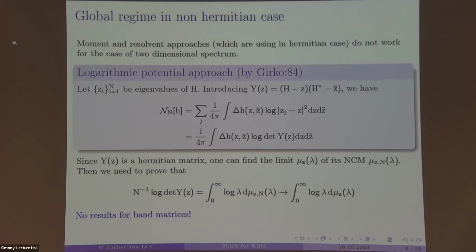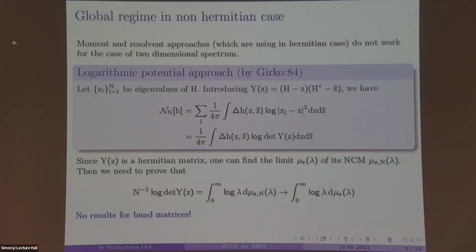It was proposed by Girko, the so-called logarithmic potential approach, based on the fact that if you know the logarithmic potential of some measure, then you can recover the measure by applying the Laplacian to it. And then you obtain that to know something, you need to know the Laplacian of the logarithm of the determinant.